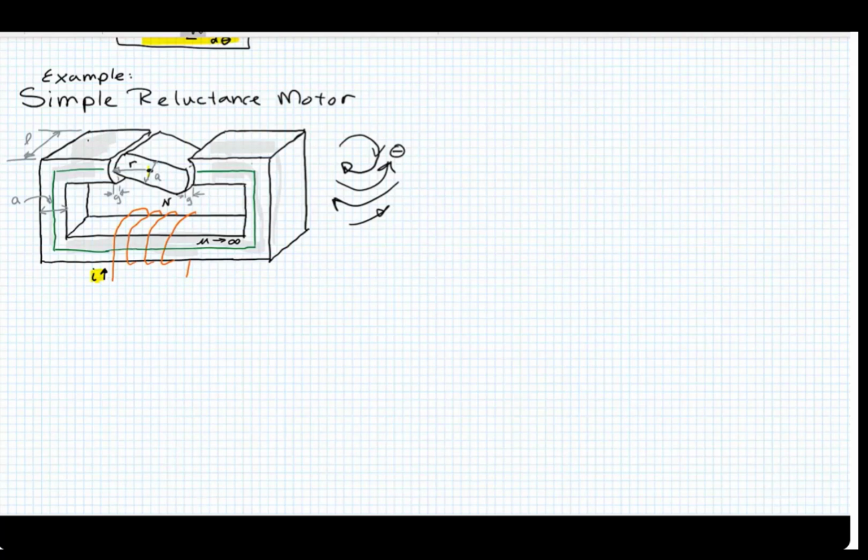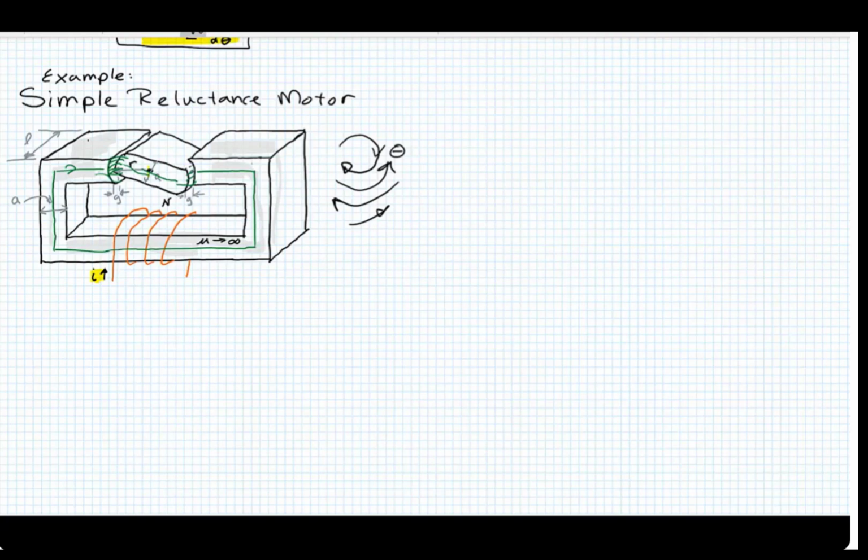Now, because we have a coil that's exciting this core, we're going to create a flux in the core, and the flux is crossing a gap. So you can imagine that the flux lines are coming out, and they're going to try to cross this gap into the moving part of this thing. And then they're going to try and cross the gap here.